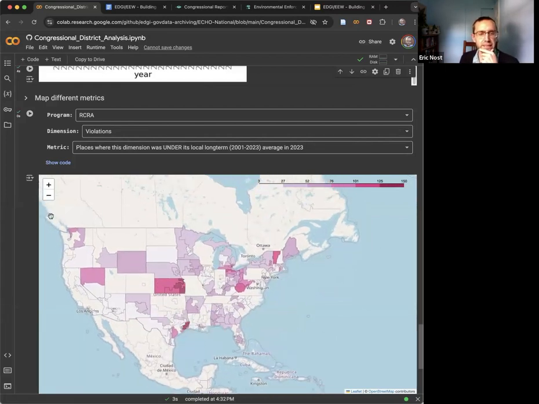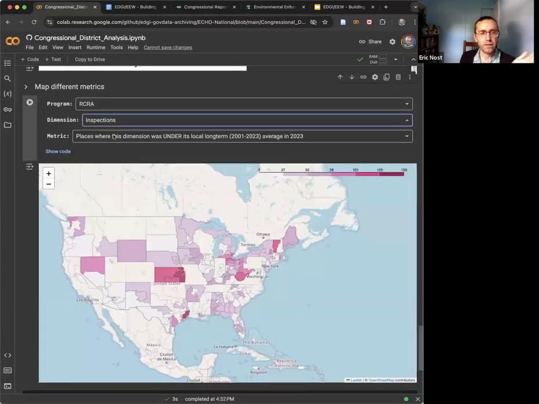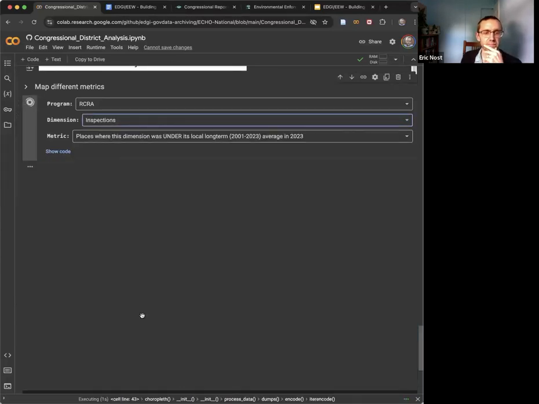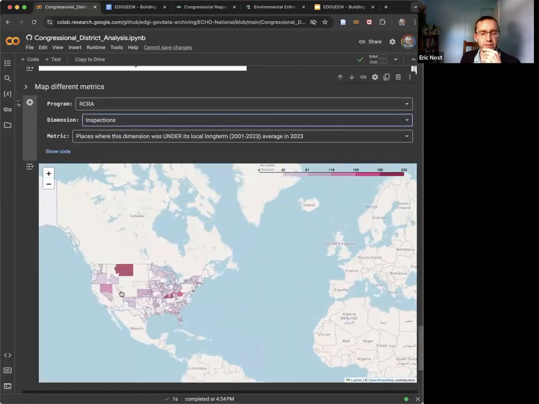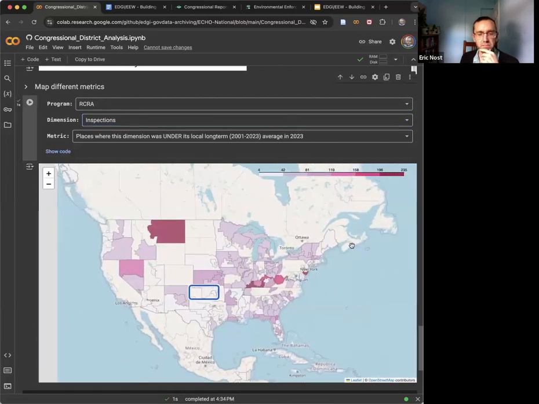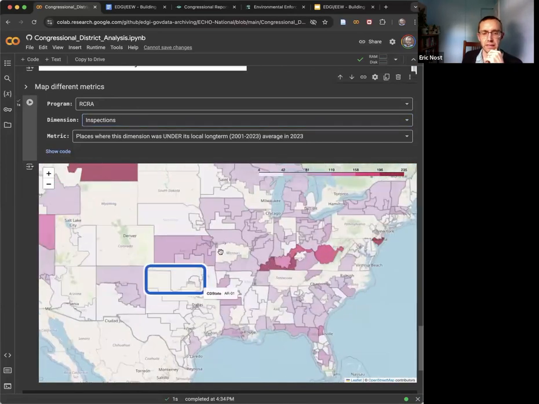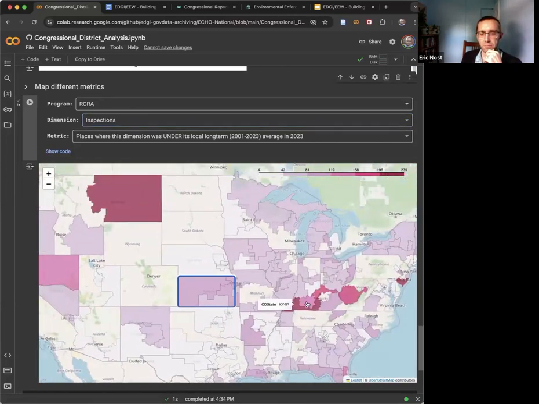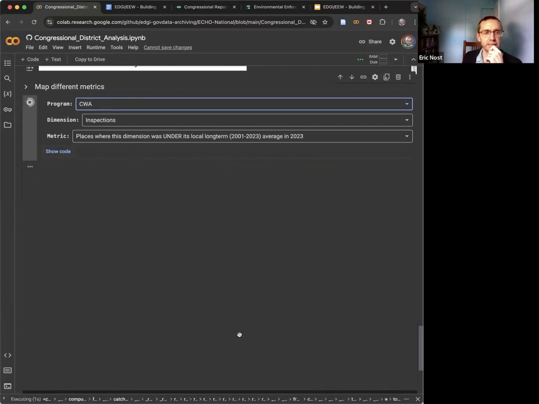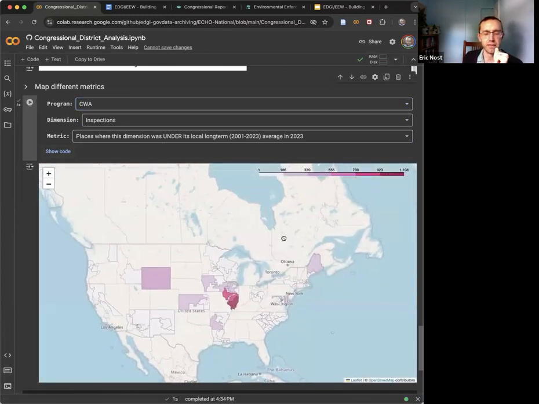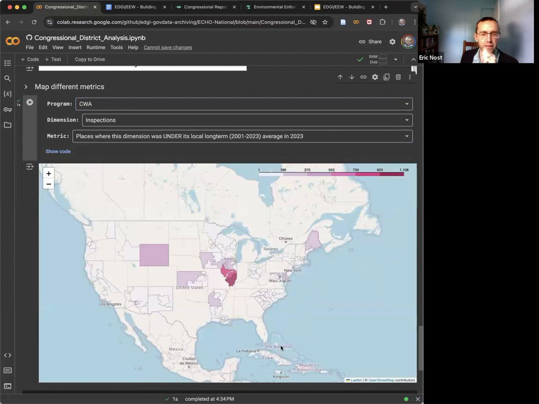different parts of states here. Where do we see fewer RCRA inspections recently compared to the long-term average? It varies, but Southern New Jersey is a standout here, as well as Western Kentucky. We look at Clean Water Act inspections, where we're seeing fewer inspections than that long-term average. Illinois really stands out here.